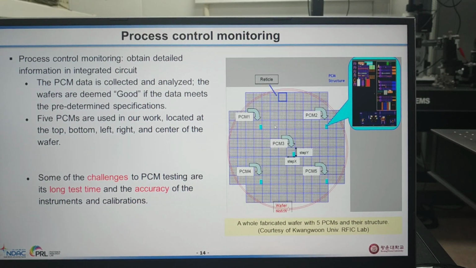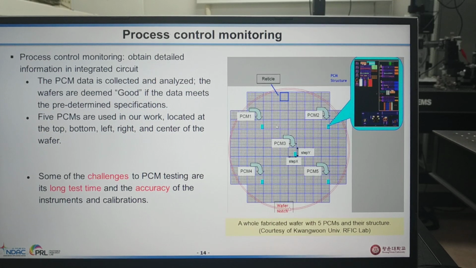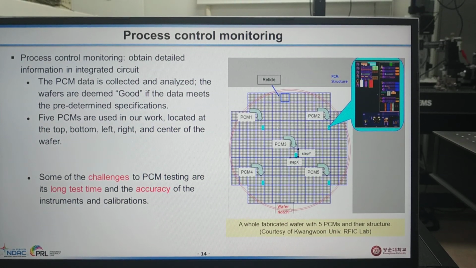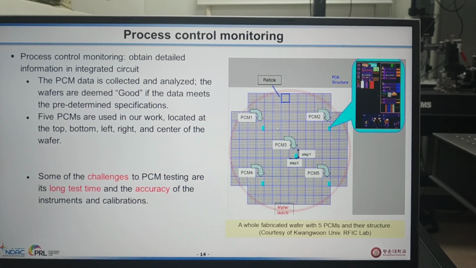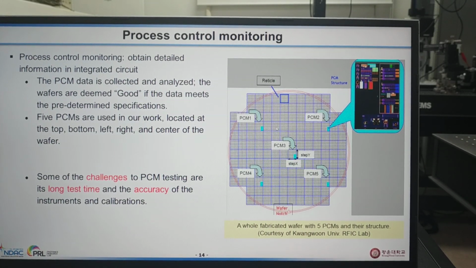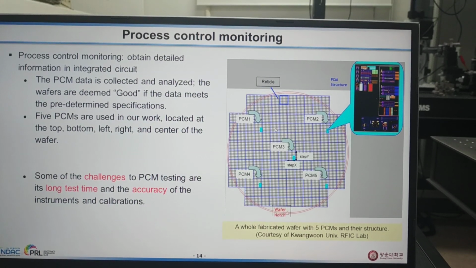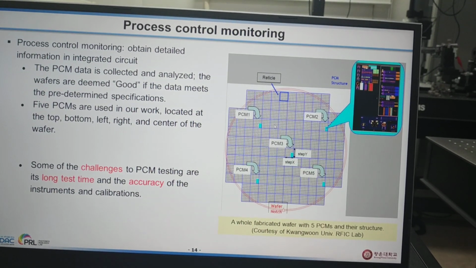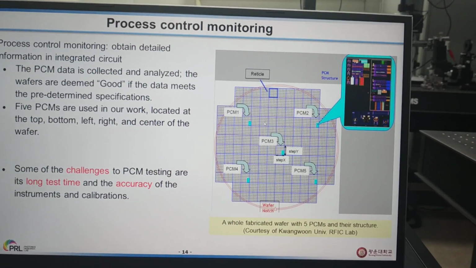But there are some challenges of the PCM testing. For example, the long test time and accuracy of the instruments and calibrations, so that needs more time to use it well.